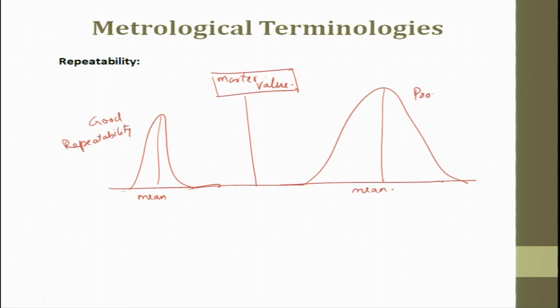This is poor repeatability. You see, the mean is at the center, and the variation is becoming larger and larger. That means there is a variation for the same machine to produce a shaft. There is a lot of variation in the values in the shaft which is produced, in terms of length and diameter. Here it is almost very precise. So, this one is called good repeatability and this one is called poor repeatability, where you see a huge spread from the mean.